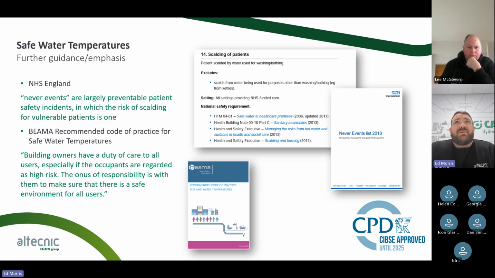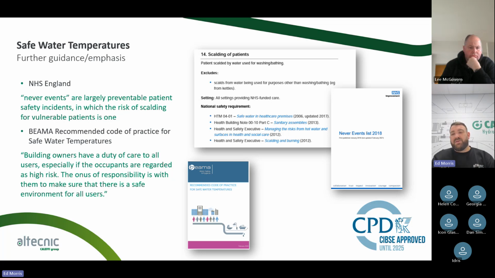So safe water temperatures, to further guide and emphasise this. NHS England never events are largely preventable patient safety incidents, in which the risk of scalding for vulnerable patients is one. BEMA recommends a code of practice for safe water temperatures. Building owners have a duty of care to all users, especially if the occupants are regarded as high risk. The onus of responsibility is with them to make sure that there is a safe environment for all users.